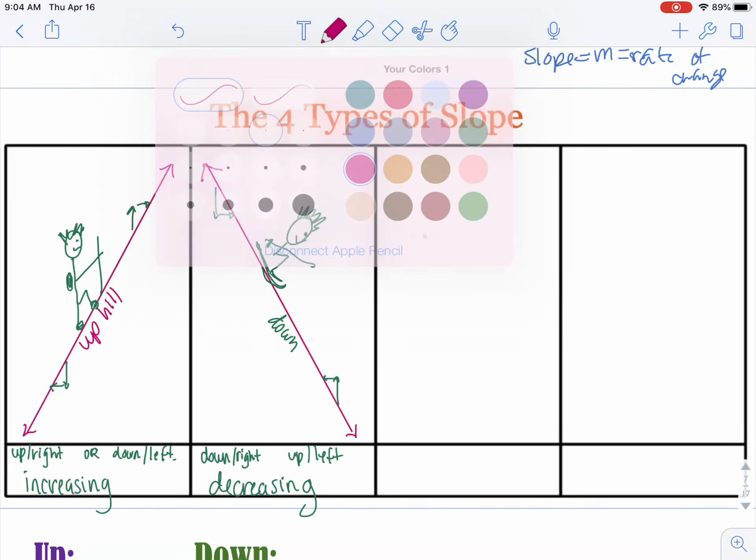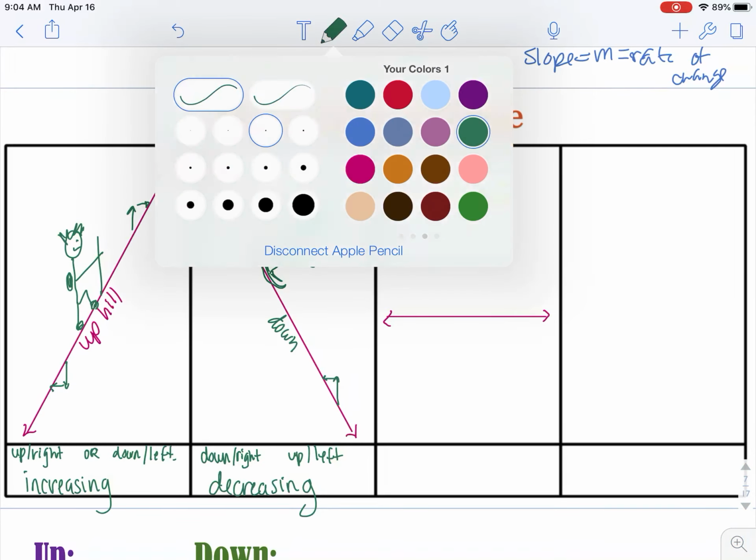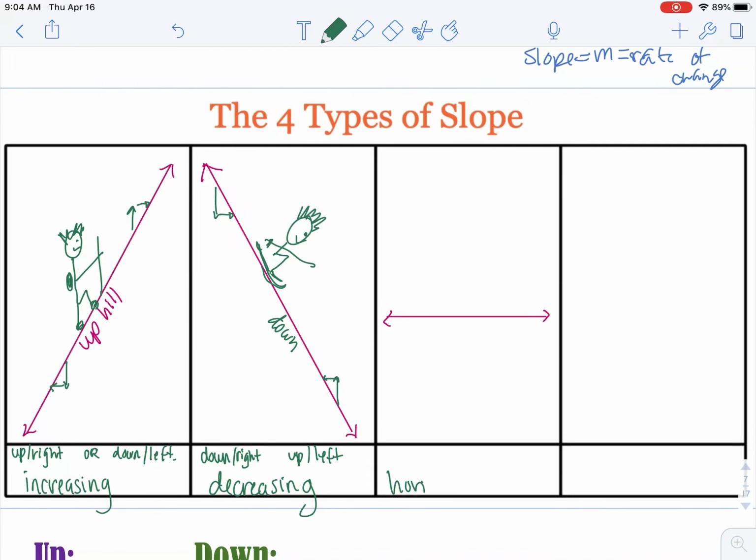Our third type are our two flat lines. One is going to be our horizontal flat line. If I have my horizontal line and I had a person on there, our slope guy, he would just be right there, not walking up or downhill. He's just a straight line, no up or down.